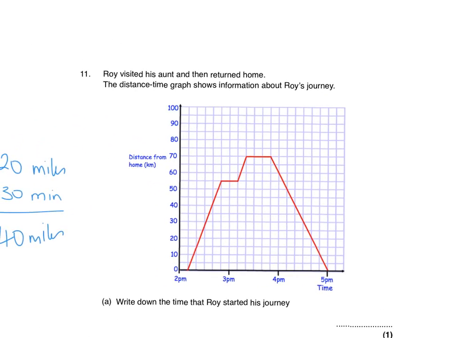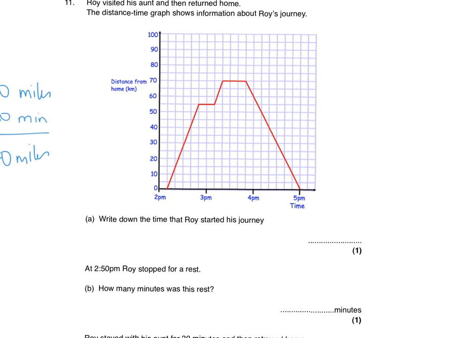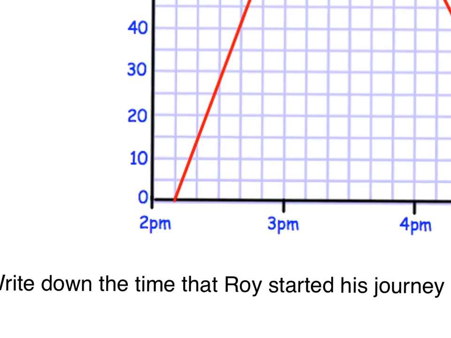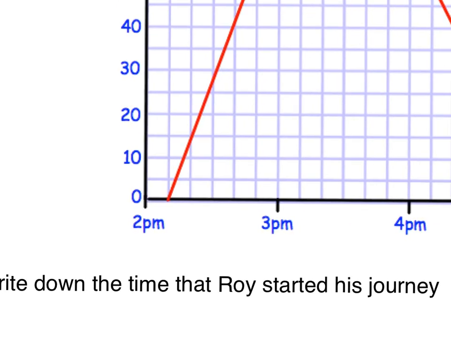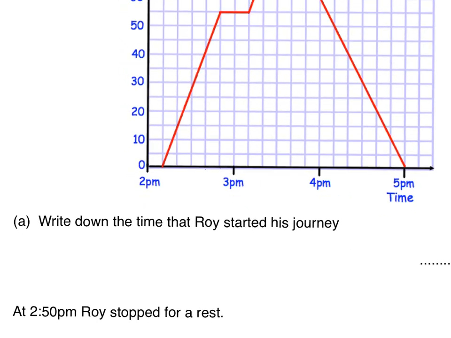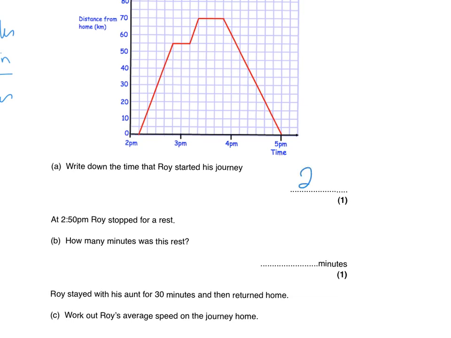And lastly, Roy visits his aunt and then returned home. The distance time graph shows the information about Roy's journey. Write down the time that Roy started the journey. Well, let's see, these are going up in 10, 20, 30, 40, 50, 60. So that's every 10 minutes. So 10 past 2.